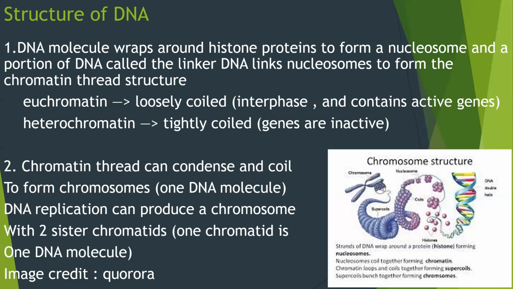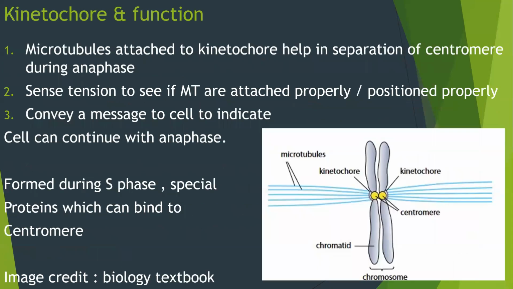So during interphase, there'll be DNA replication, correct? So it'll produce a chromosome which has two sister chromatids, and each chromatid will then have one DNA molecule. So we have to talk about the structure of a chromosome more in depth. In this, we'll talk about the kinetochore, the centromere, and the telomere.